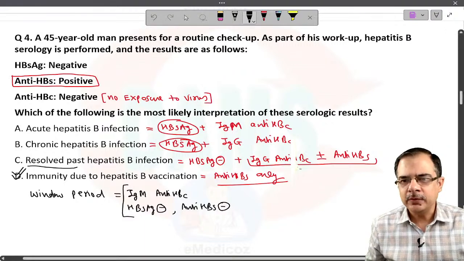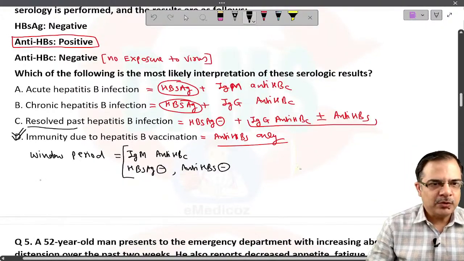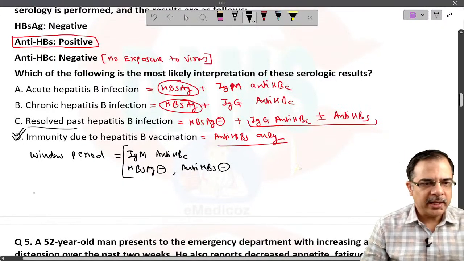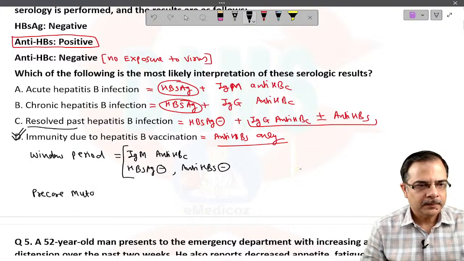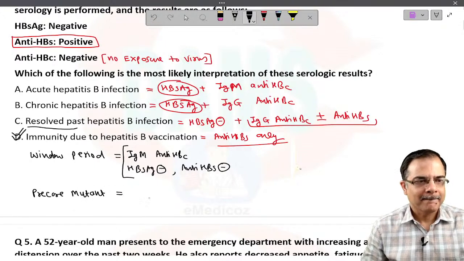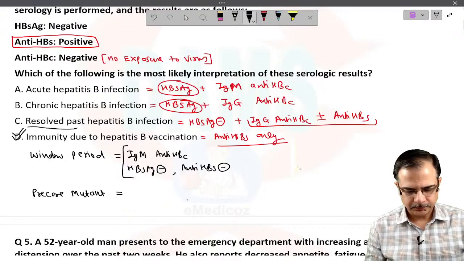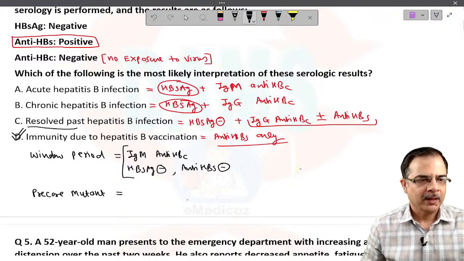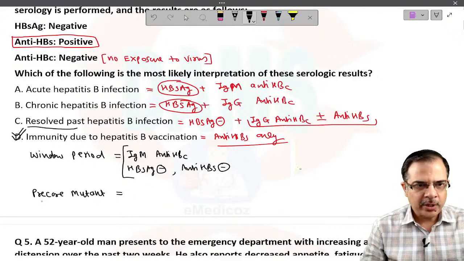Now coming to the question from my side. Let me see who will give me the answer. Tell me, for a pre-core mutant, what will be the serology? Pre-core mutant, remember, is chronic infection.